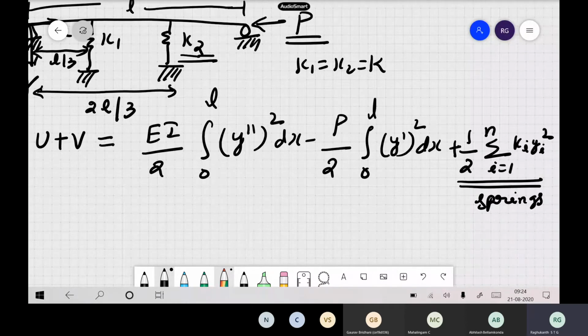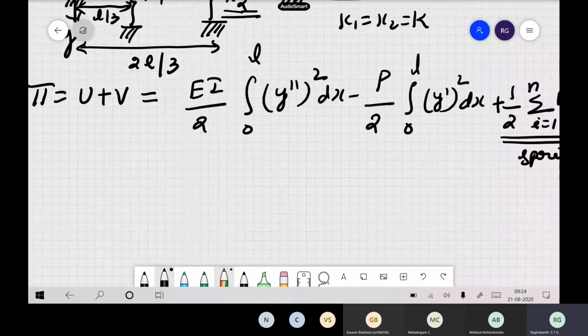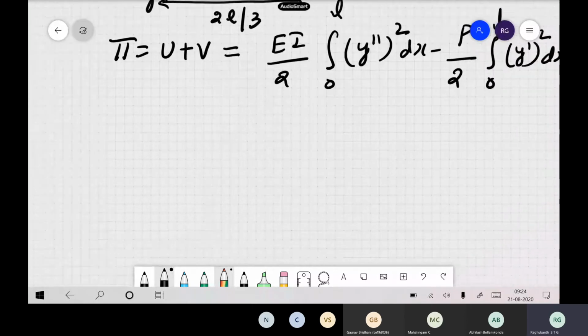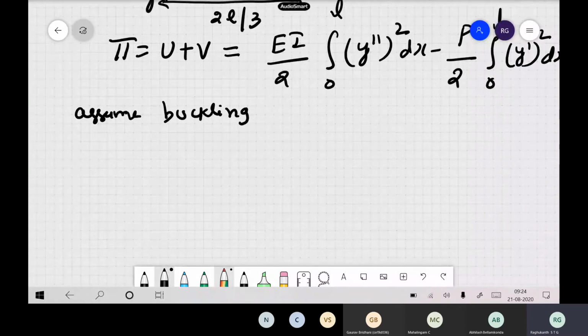So now if you assume k1 is equal to k2, both are same, and x1 is L by 3, 2L by 3 kind of a thing. And if you want to solve by the energy method, you have to assume the buckling mode shape. Now tell me, what is the buckling mode shape you are going to assume here?